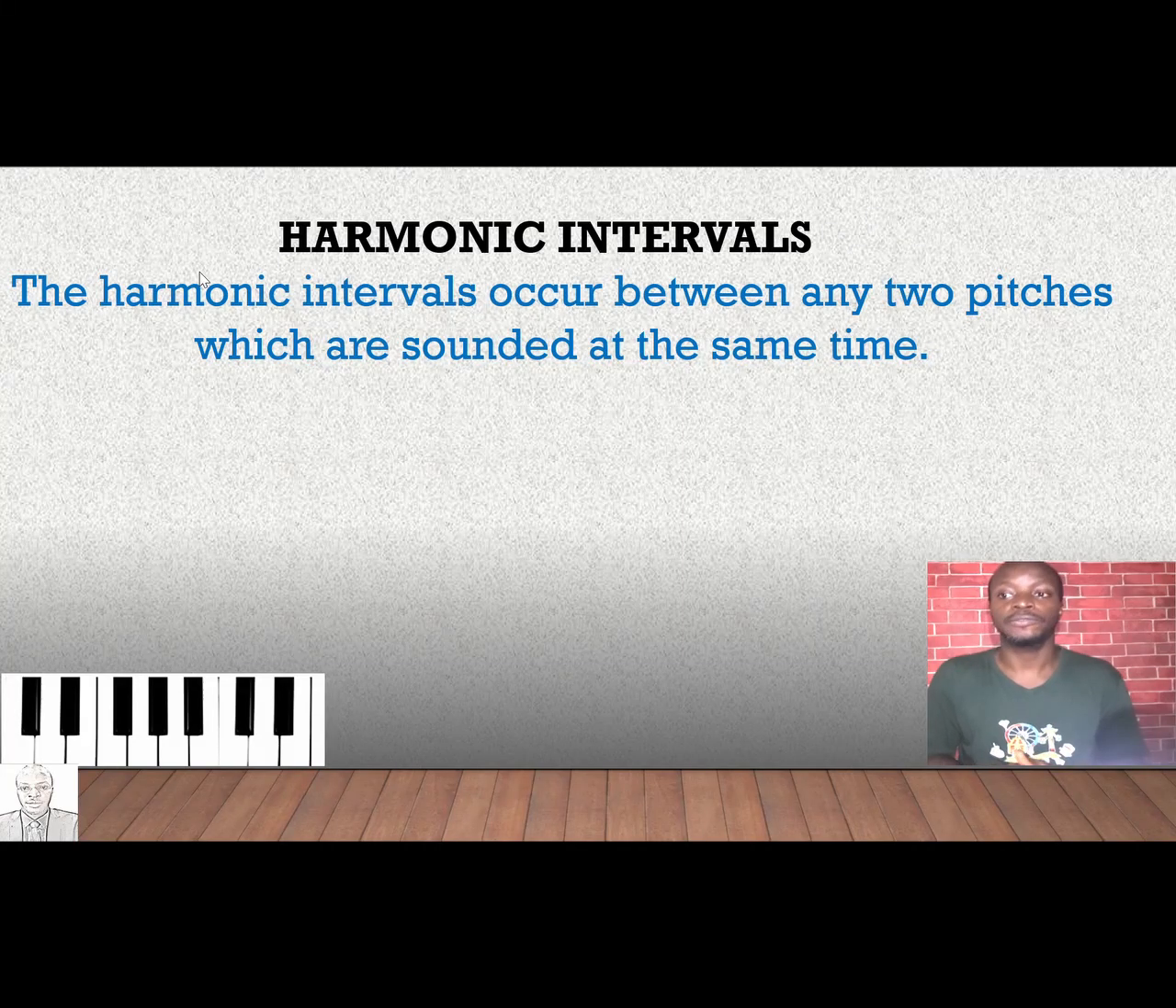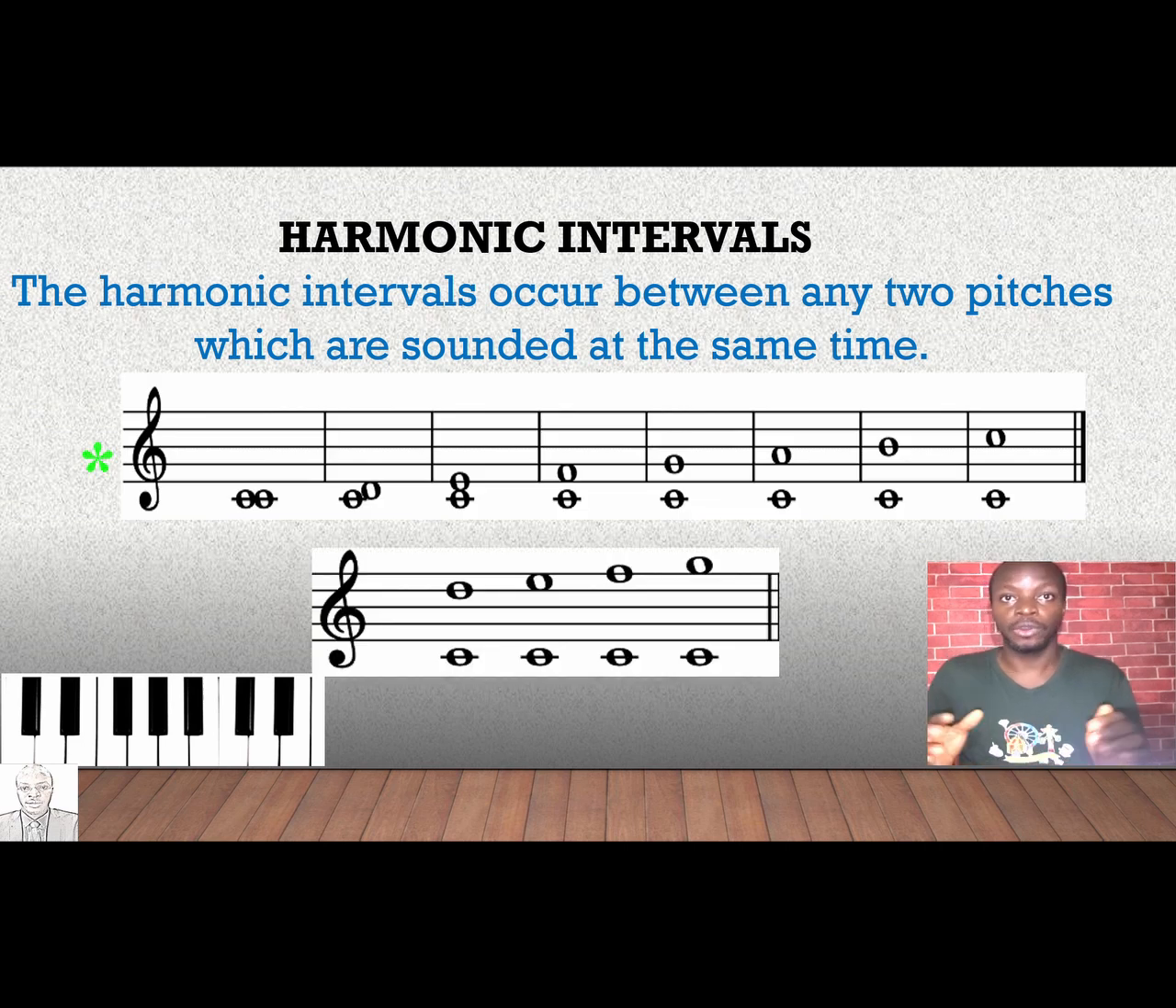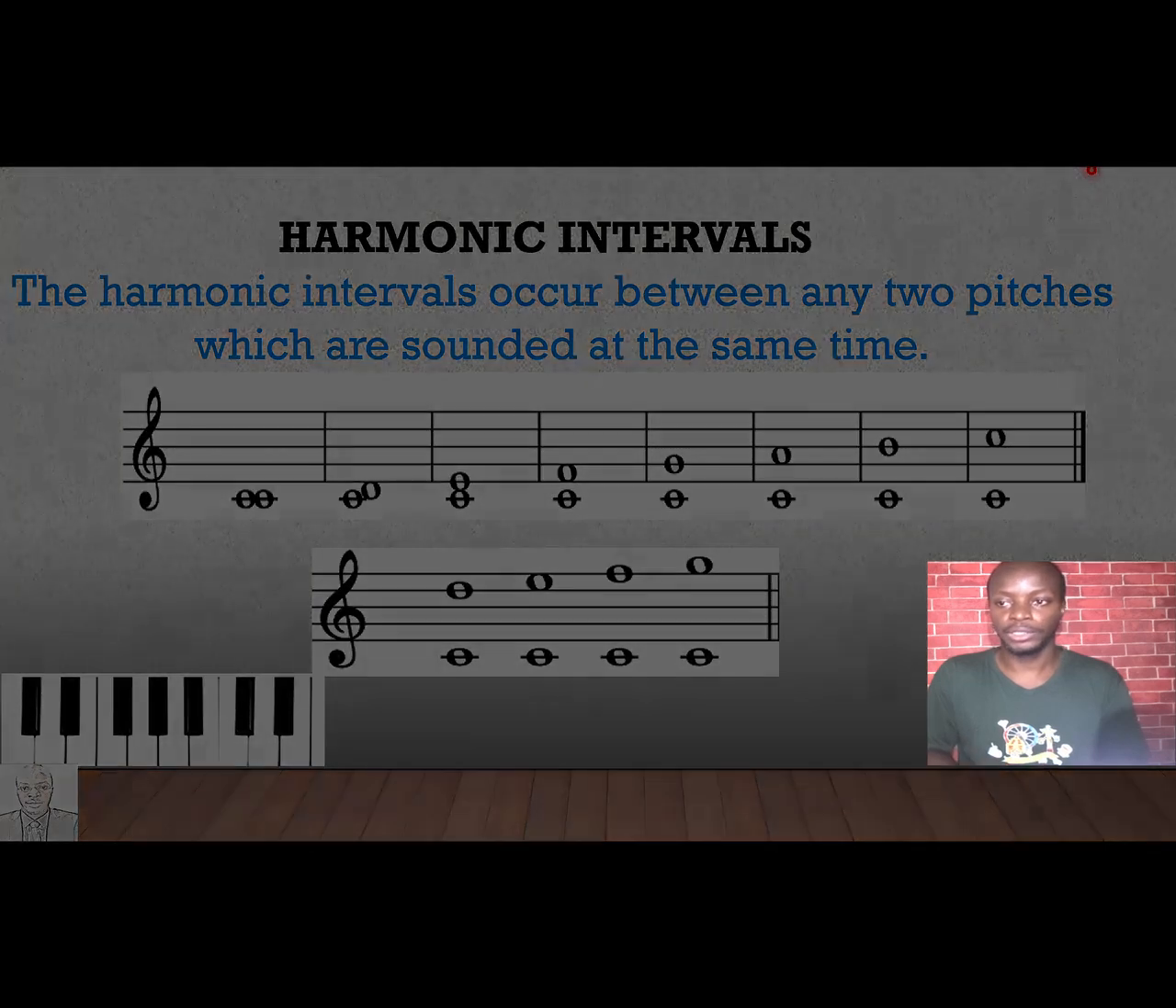The harmonic intervals occur between any two pitches which are sounded at the same time. The harmonic intervals can also be a simple interval or a compound interval, and again simple harmonic intervals exist between two simultaneously sounded pitches that are not more than an octave, right? And in the case of compound harmonic intervals, the two pitches are more than an octave apart, right?